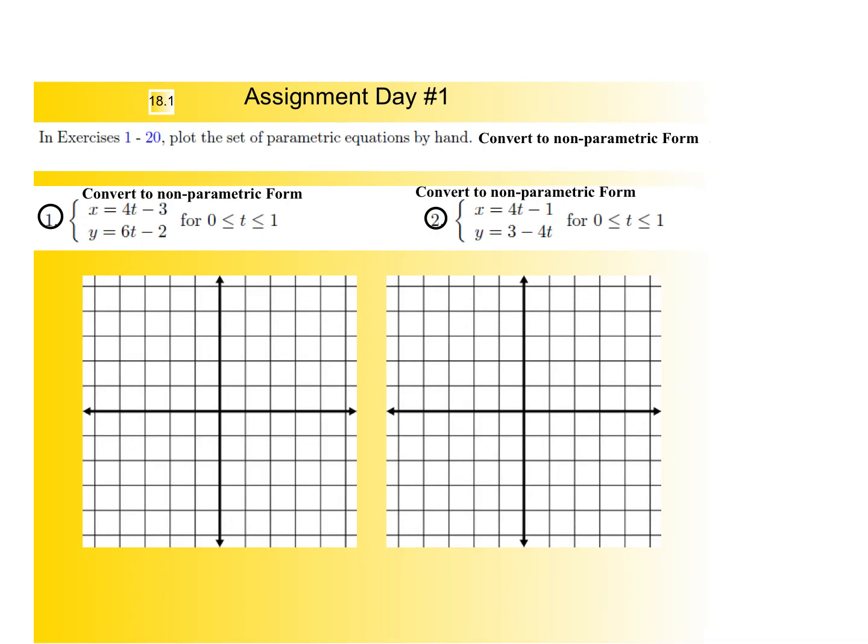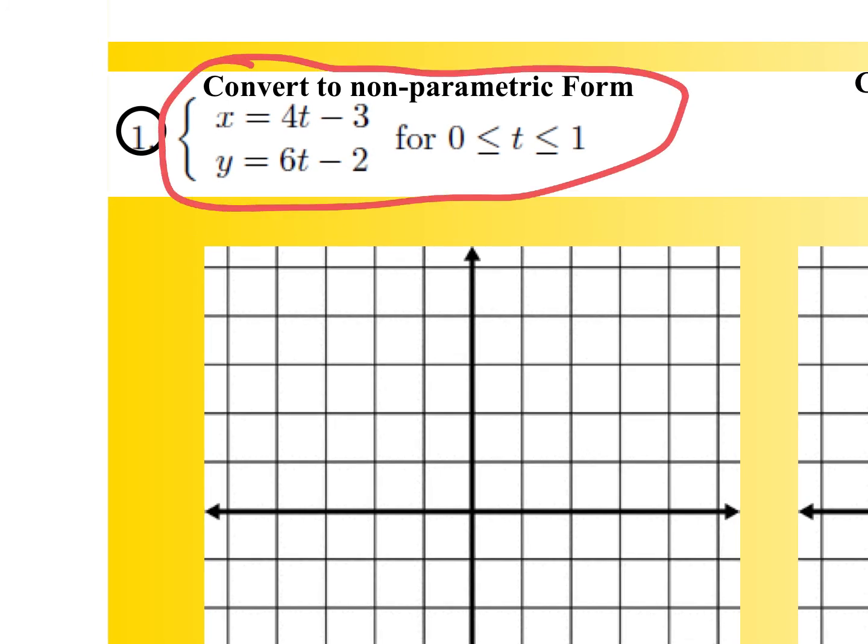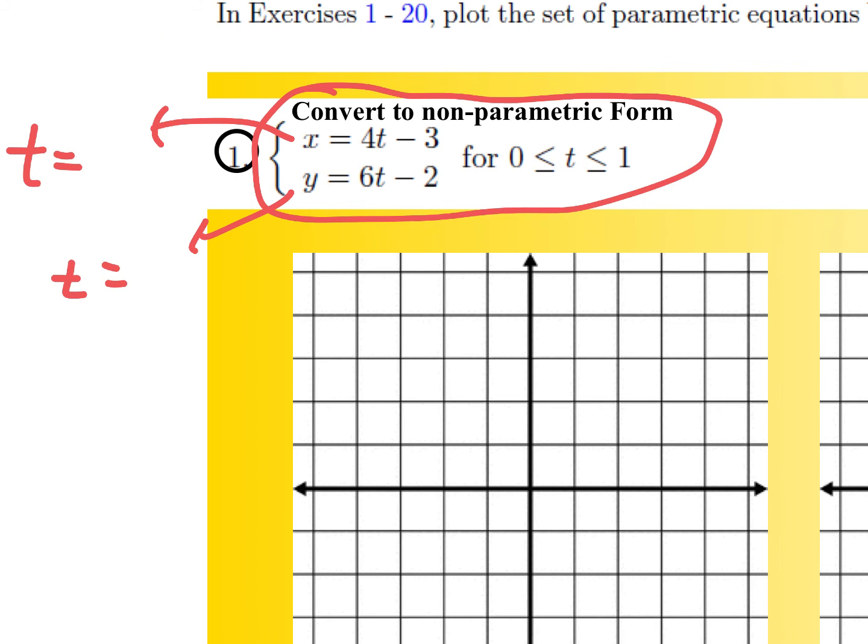And this one, don't graph it, just convert it to non-parametric form. I'm going to say that that's rectangular form. So we started with t equals, and you should add x plus 3 over 4. Can anybody verify that? You got the same thing as me? Okay, good. And then this other one, y plus 2 over 6. You with me so far?